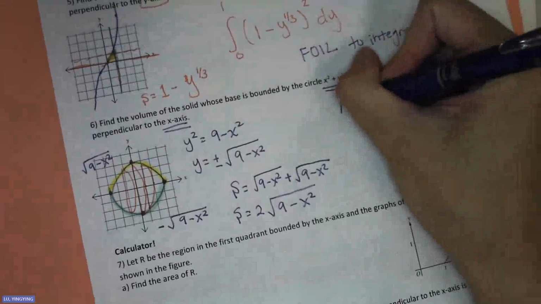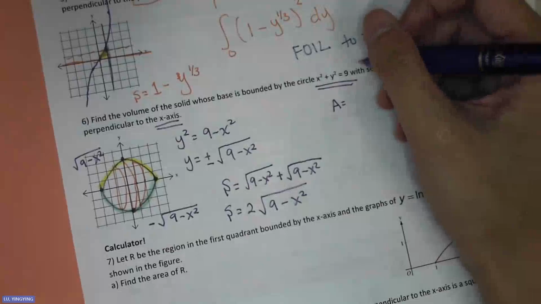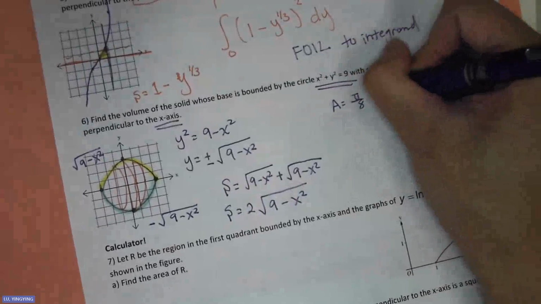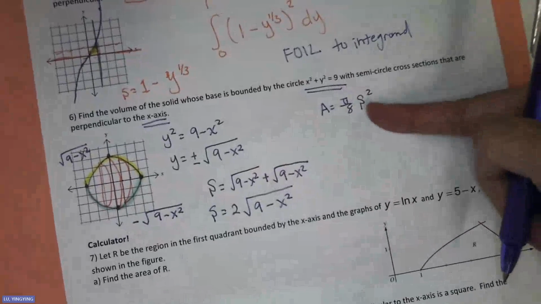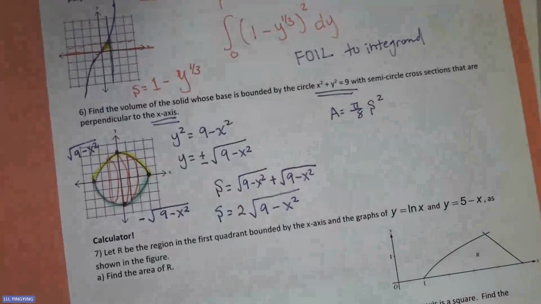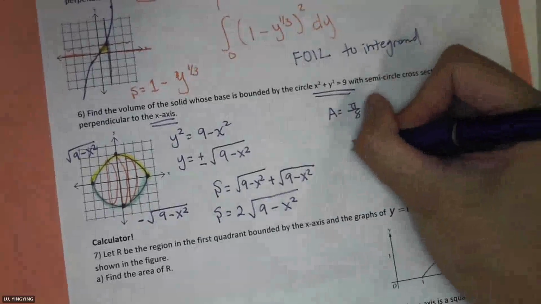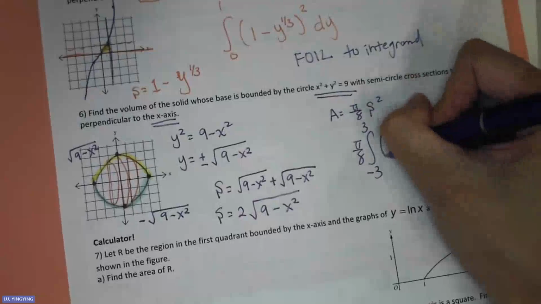We want the cross section to be a semicircle, so you can either use pi over 2 times S over 2, all squared, or you can use pi over 8 times S squared, up to you on the FRQ. I'm going to use this one. It's easier. What's the bound? Very good. -3 to 3. S is that.